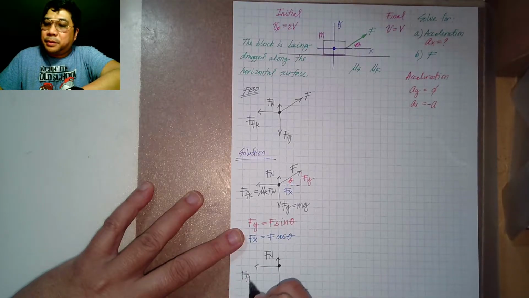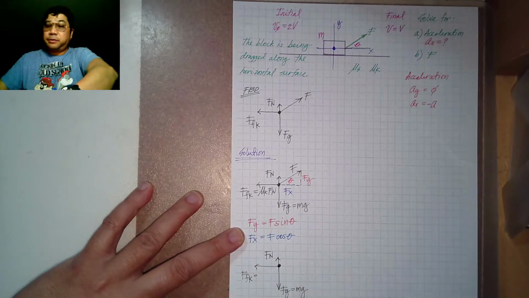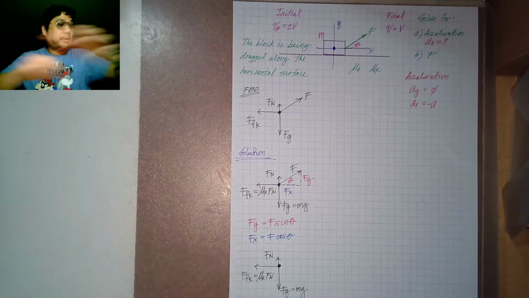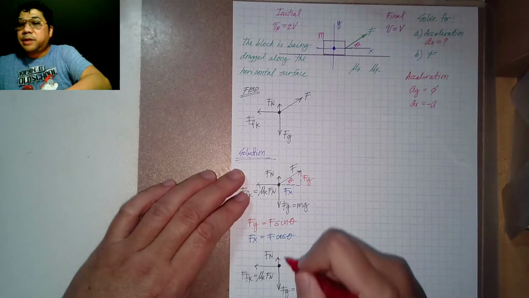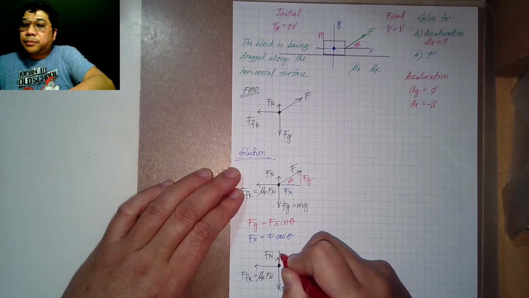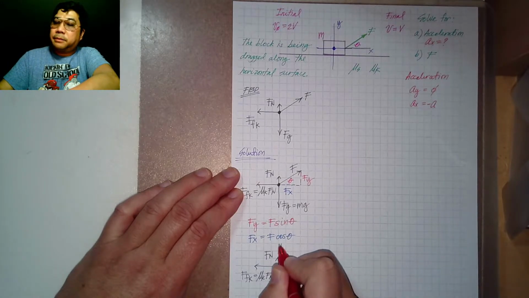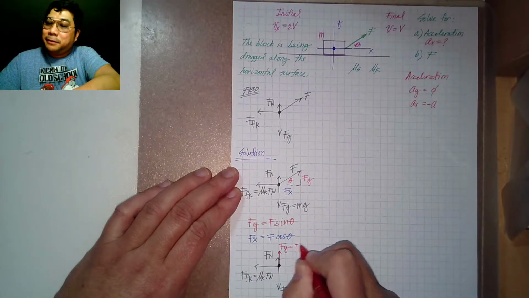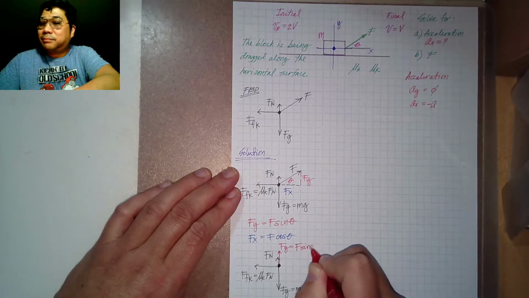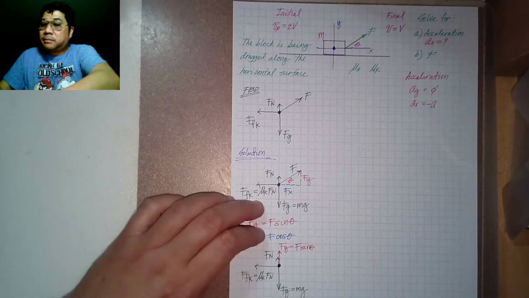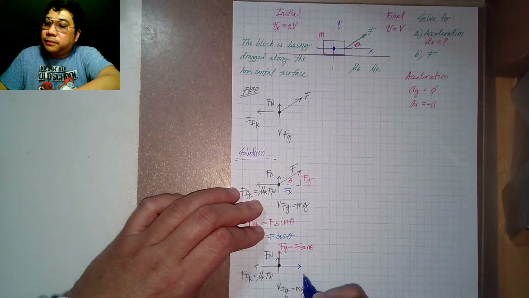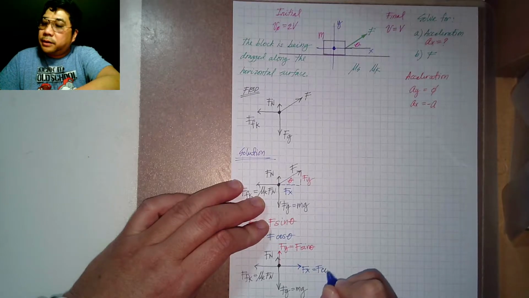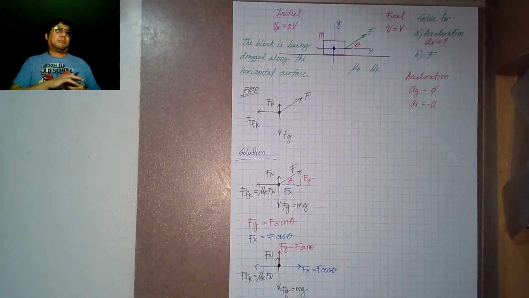The kinetic friction force. And then, of course, the two components of your applied force F, which are, first one, F of y, and that is F sine theta, and then this one is F of x, which is F cosine theta.